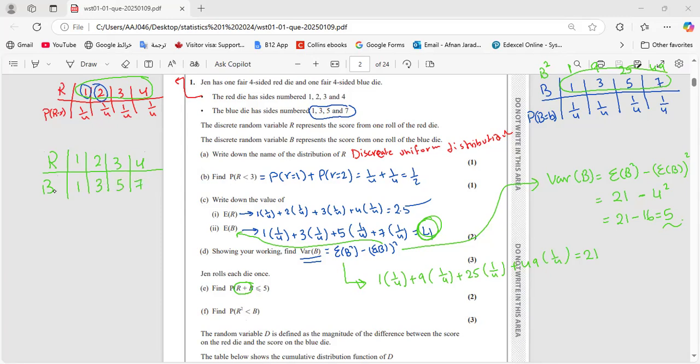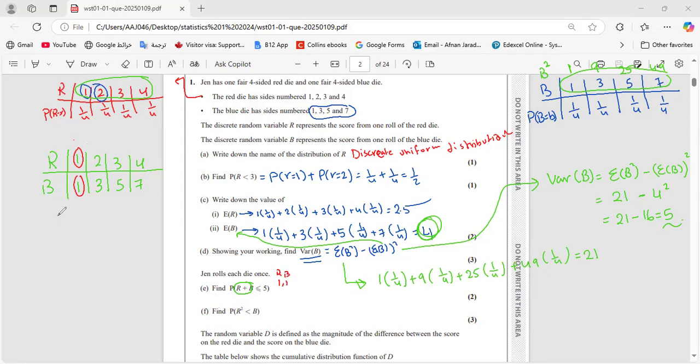Okay. I need to add R plus B and get an answer less than or equal to 5. So, look here. If you add 1 plus 1, the answer is 2, and 2 is less than or equal to 5. So take 1 red and 1 blue.